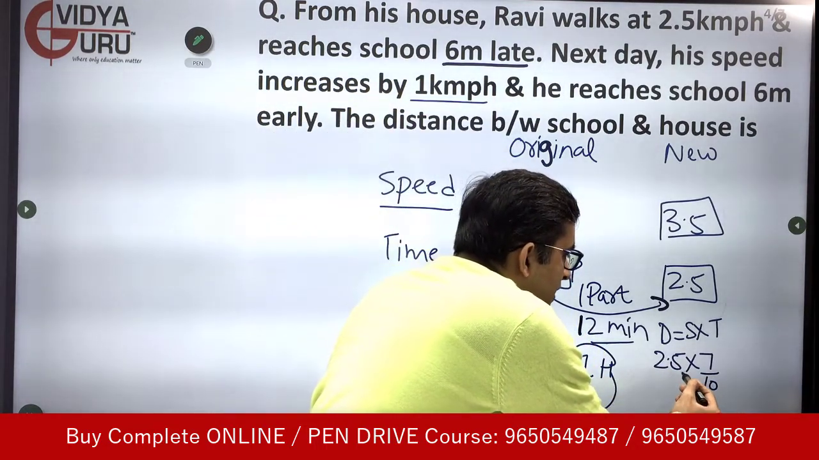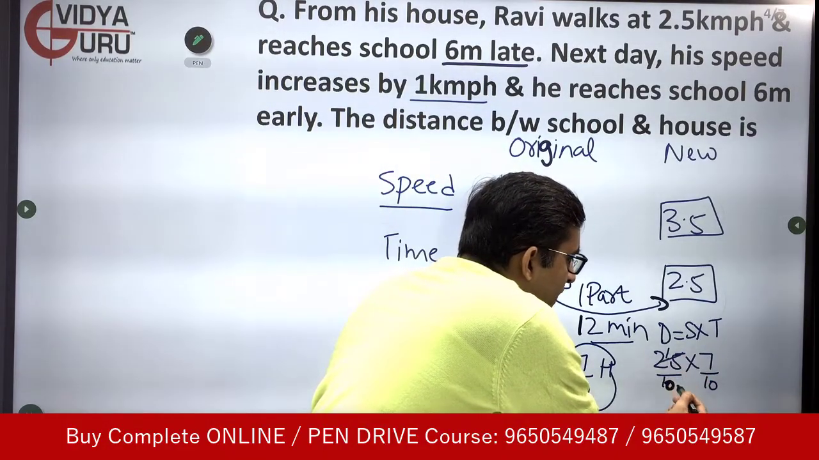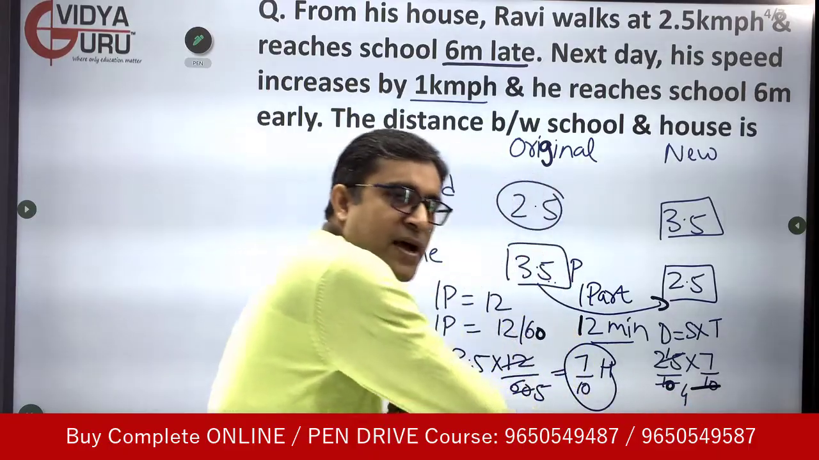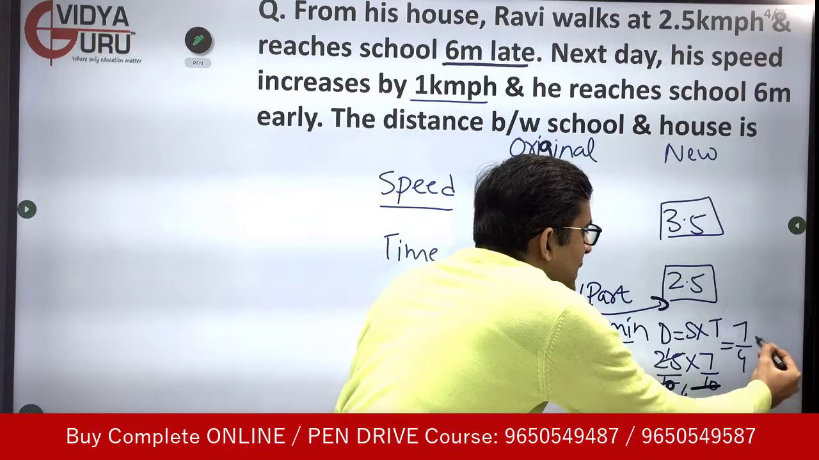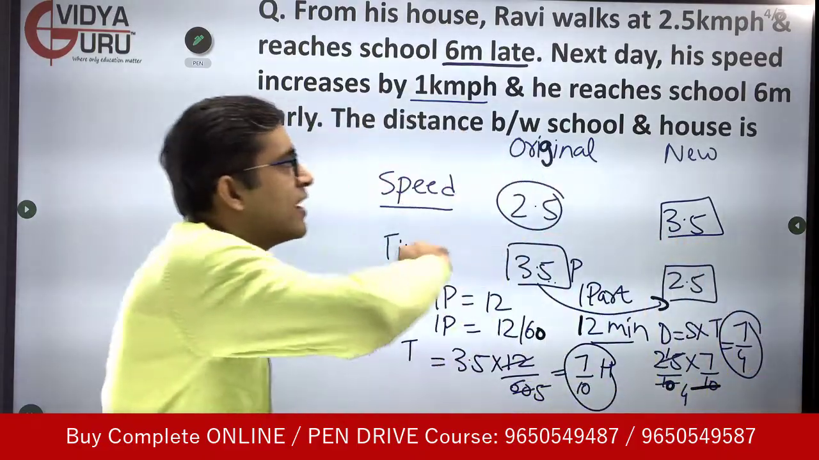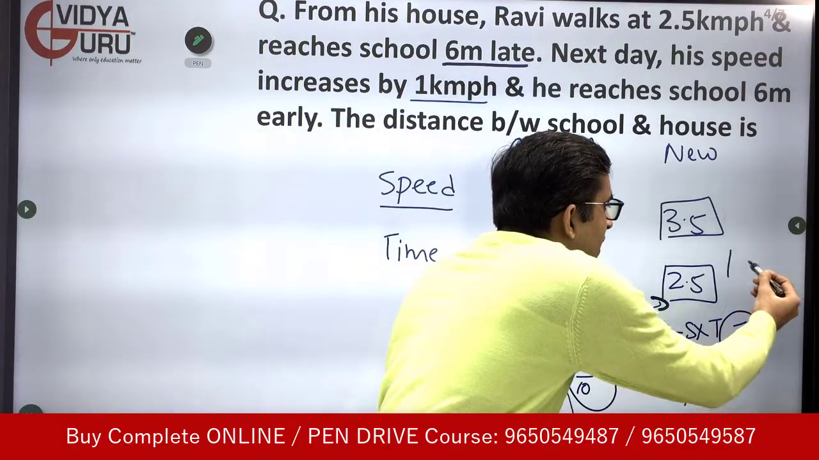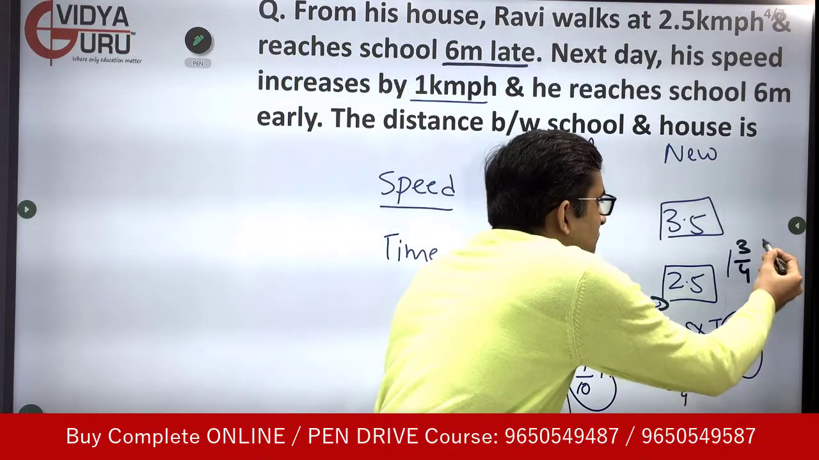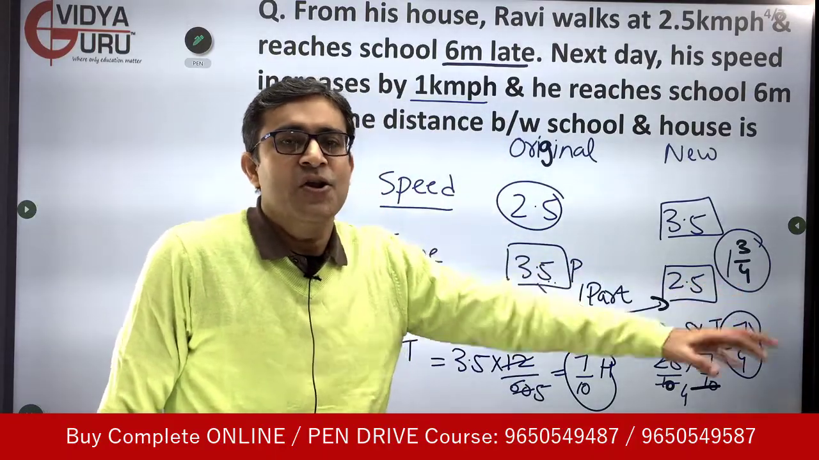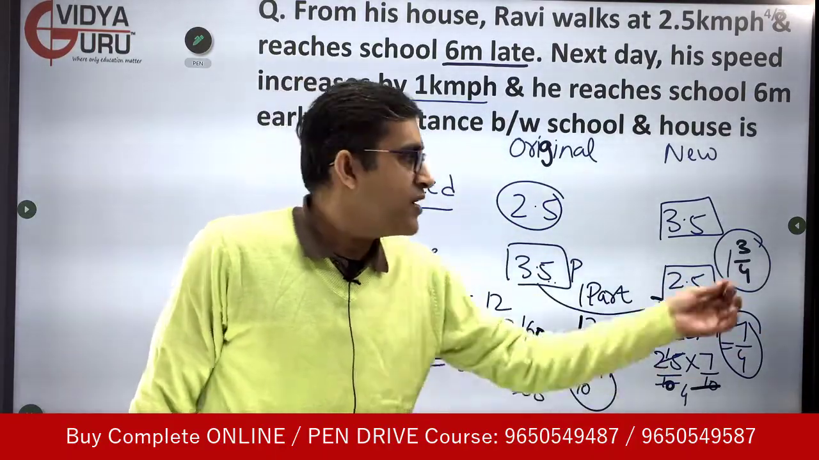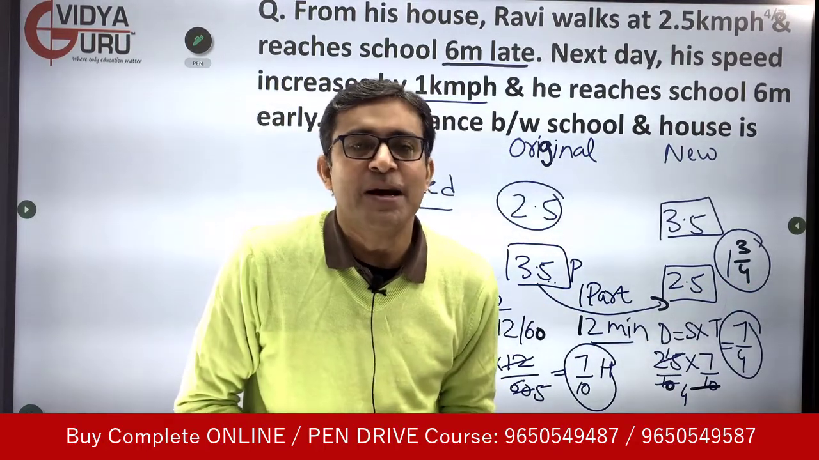You can solve it, remove the decimal, and it will be what, students? 25 4s are 100. So the answer turns out to be 7 upon 4 kilometers. That means 1 3 by 4 kilometers. So 1 kilometer and 3/4. So with that, I'm going to wind up today's session.